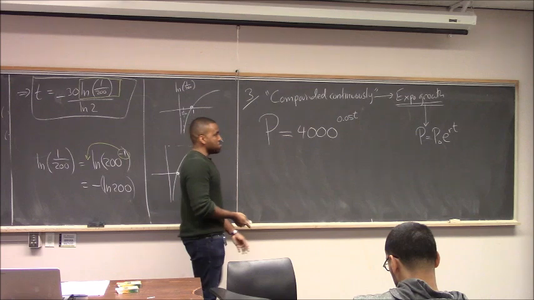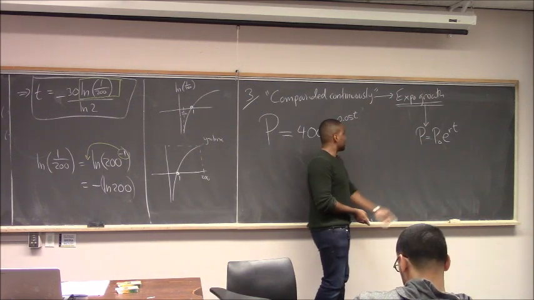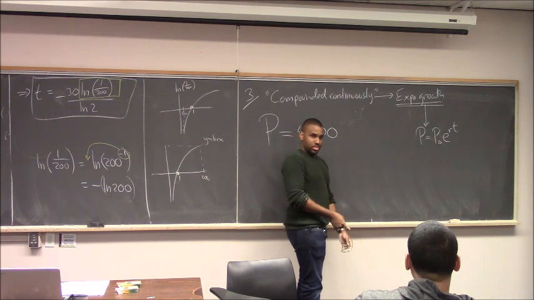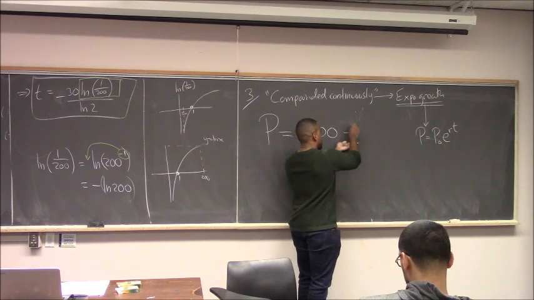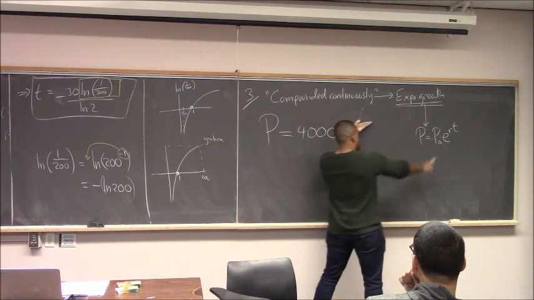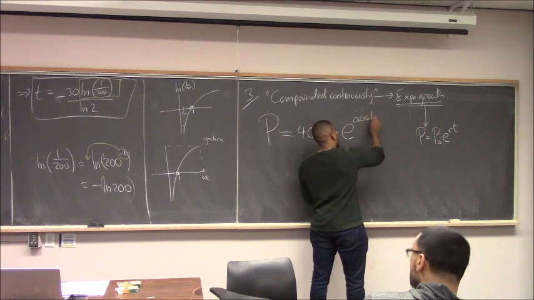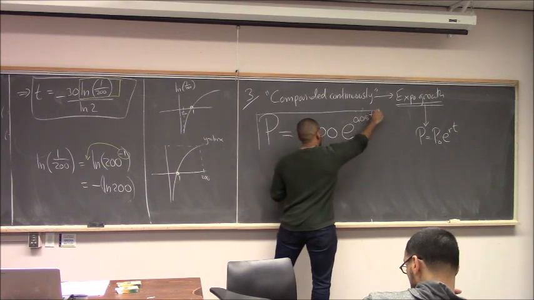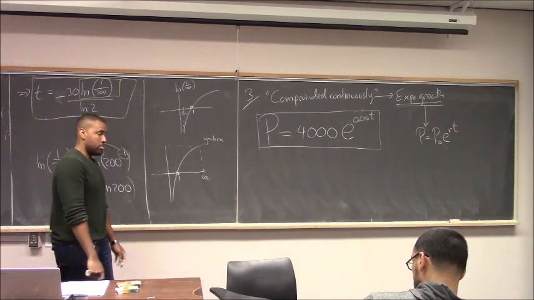So if someone asks you for the amount, you should be writing something down that looks like that. Writing down 4,000 does not look like that. You have the initial amount, you have an E, and you have a power in that E. The R is going to be the interest rate written as a decimal times T. So that's actually the amount of money in the account after time T.